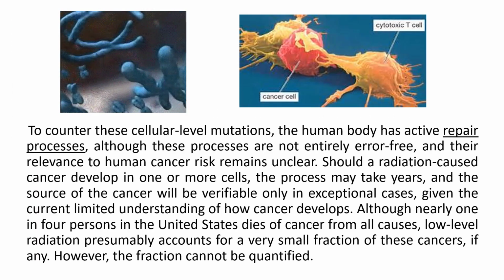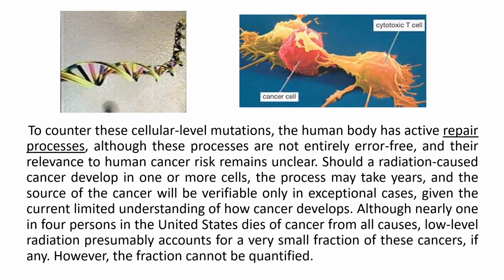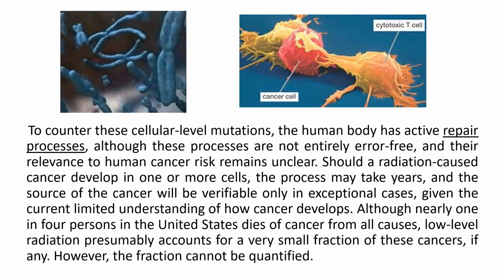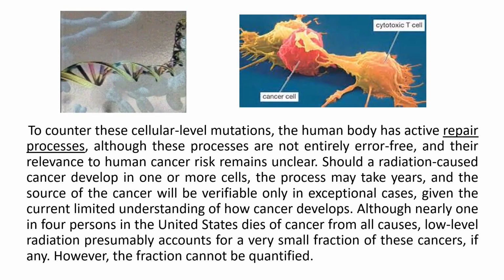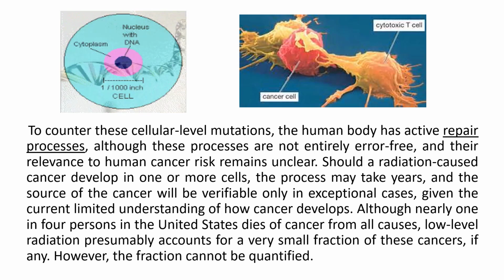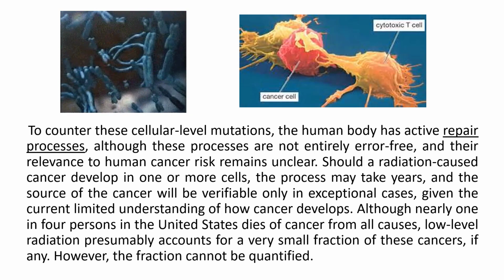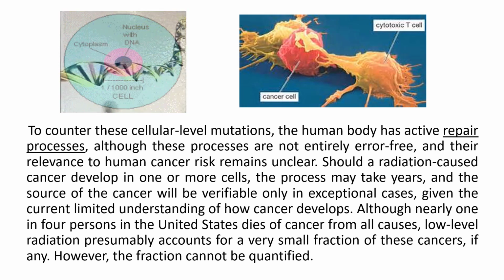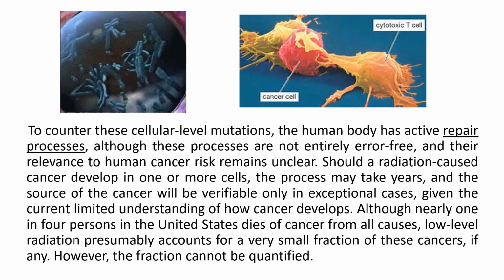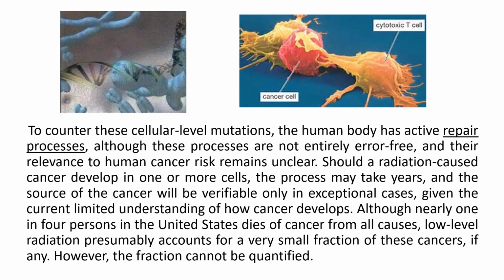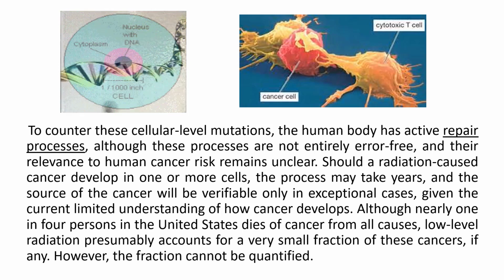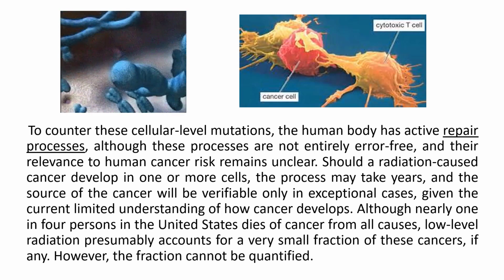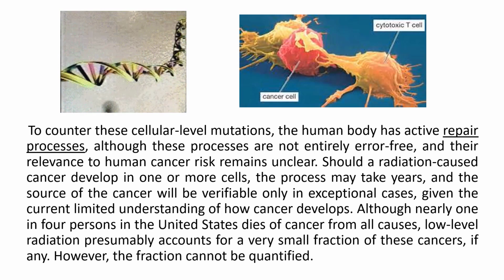Luckily for us, to counter cellular level mutations, the human body has active repair processes. Although these processes are not entirely error-free, and their relevance to human cancer risk remains unclear. Should a radiation-caused cancer develop in one or more cells, the process may take years and the source of the cancer will be verifiable only in an exceptional case, given the current limited understanding of how cancer develops. Certain cancers are associated with certain types of mutations, like breast cancer with bone, brain, liver, and lung.